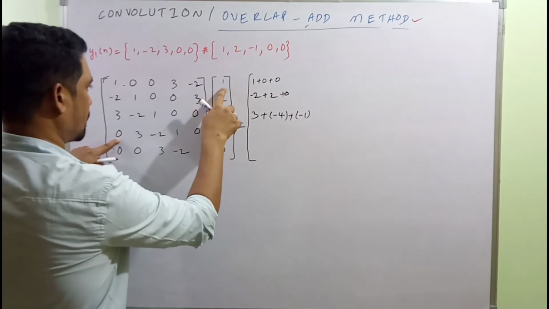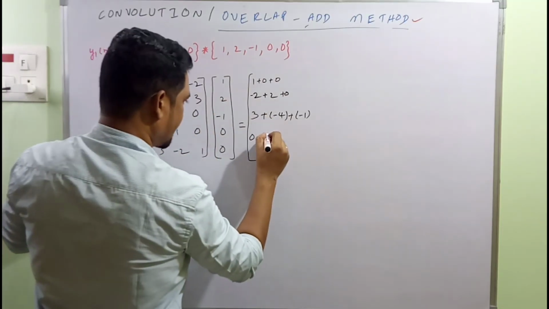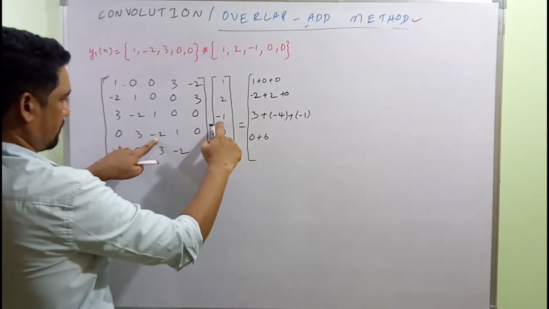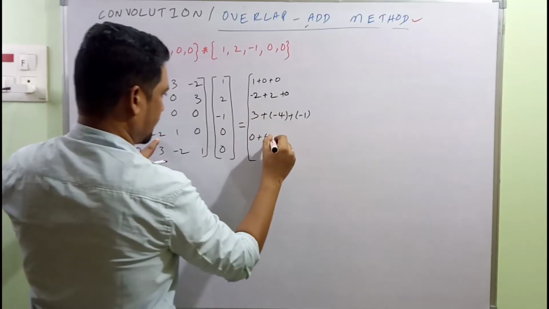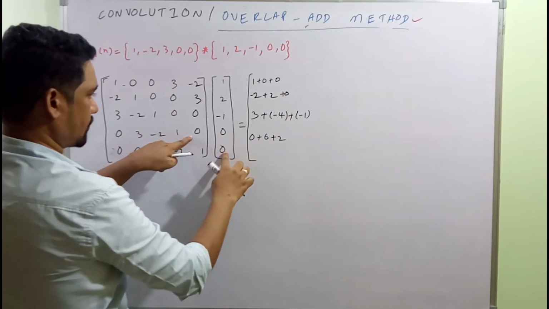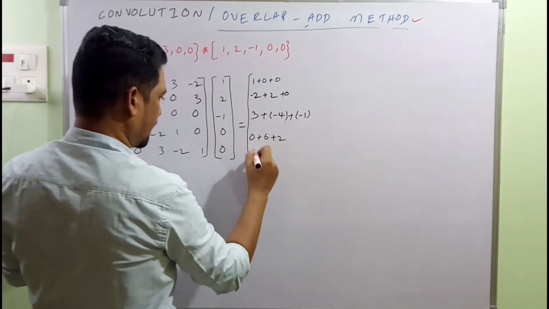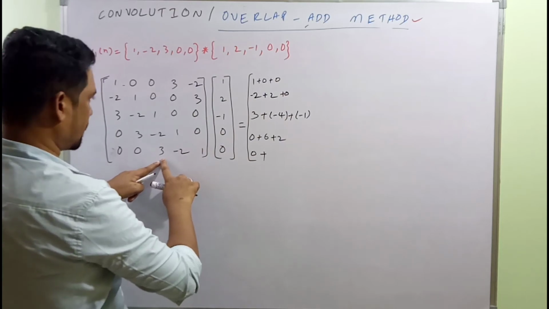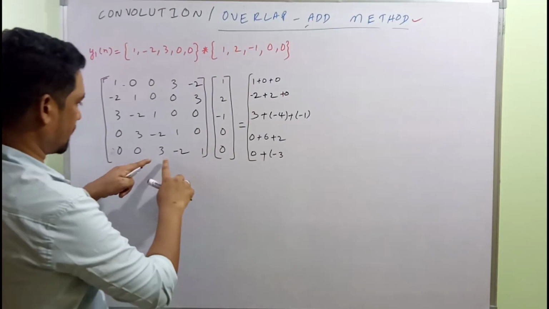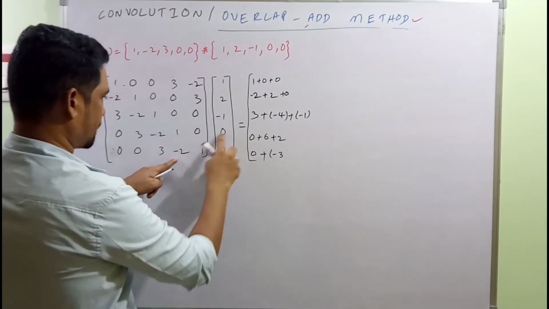So 0, again we have a 0 plus 3 into 2, that will give us 6, and minus 2 into minus 1, minus into minus is plus, that will be 2, and here it's a 0 and a 0, that will be a 0, that's final over here. 0 0, that will be 0 plus this into the third one, third one into third one, that will be minus 3. Why? Because 3 into minus 1 will be minus 3, and it's a 0 and it's a 0.